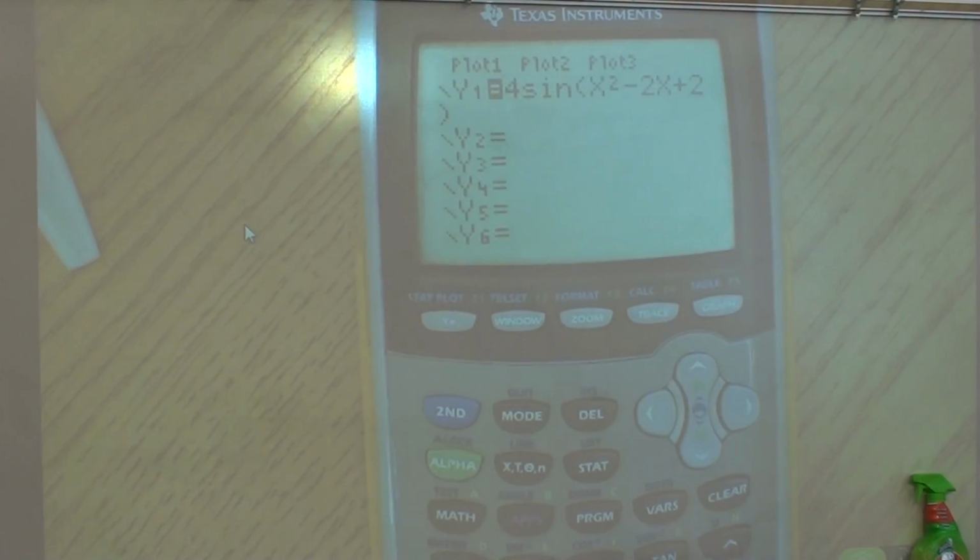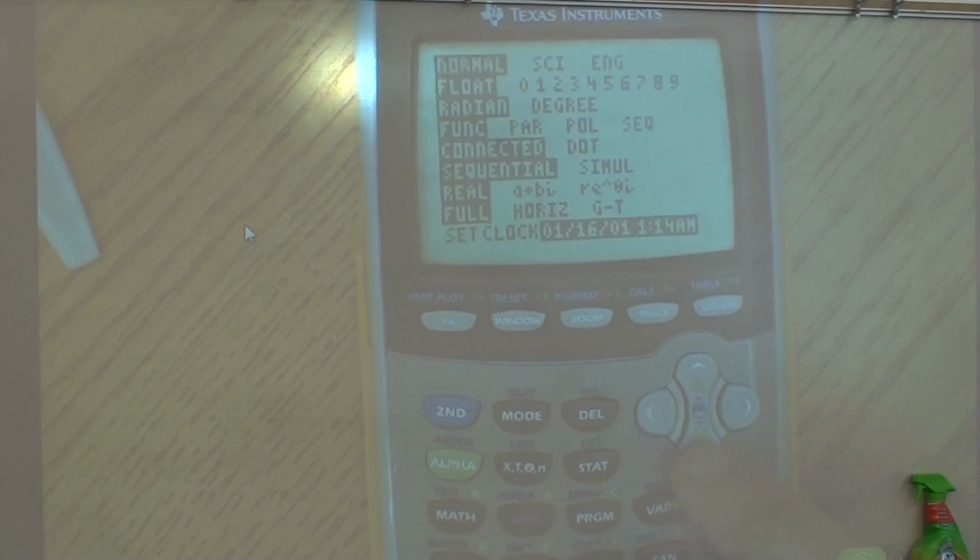Make sure your calculator is in radians. This is especially important for students who take physics, so you hit mode and make sure that the radians is highlighted, not degrees.